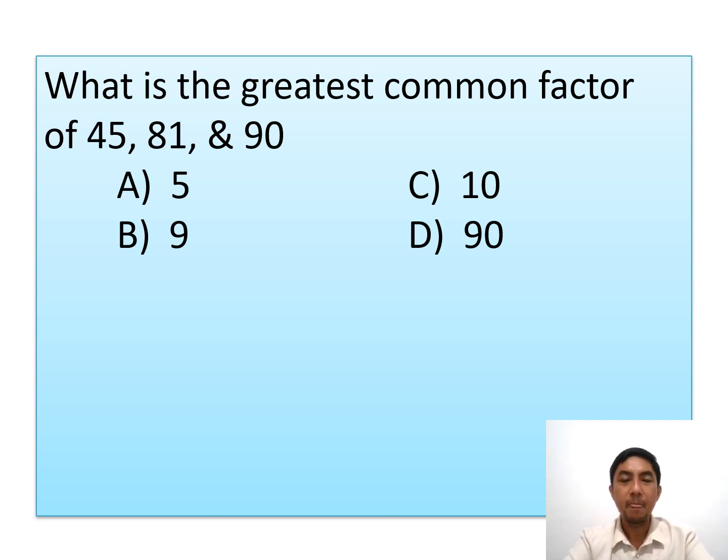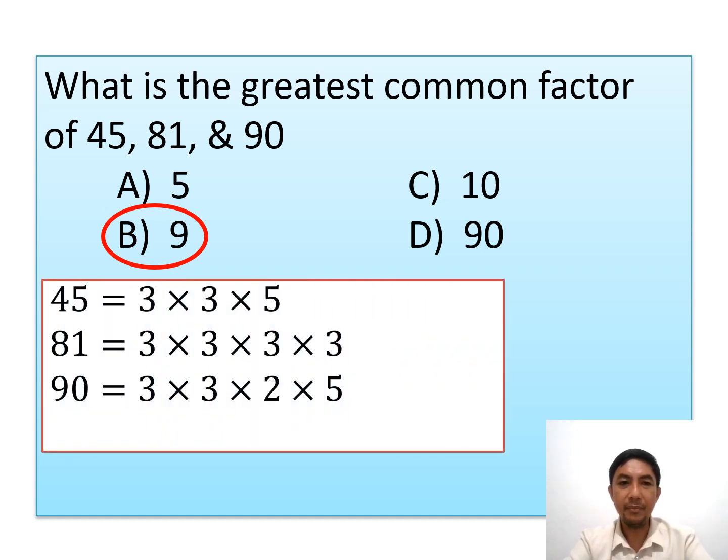Next problem. What is the greatest common factor of 45, 81, and 90? So the same process, we need to use the prime factorization of 45, 81, and 90. So here the answer is letter B.